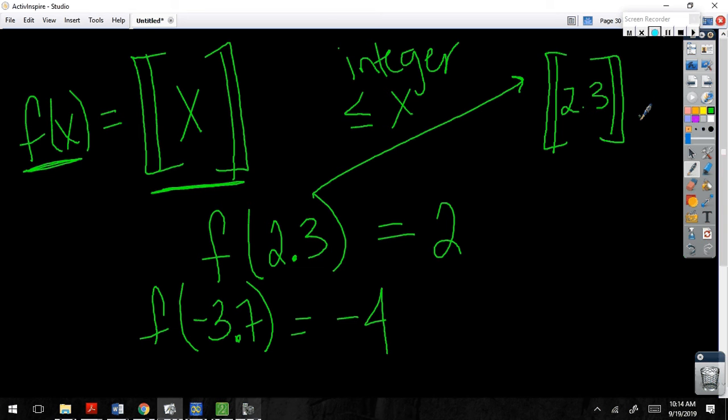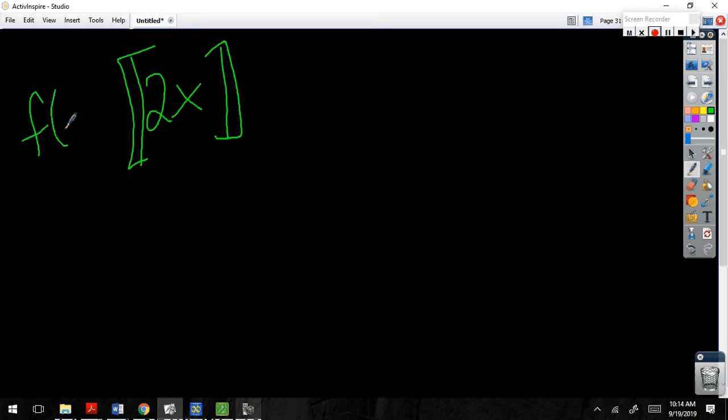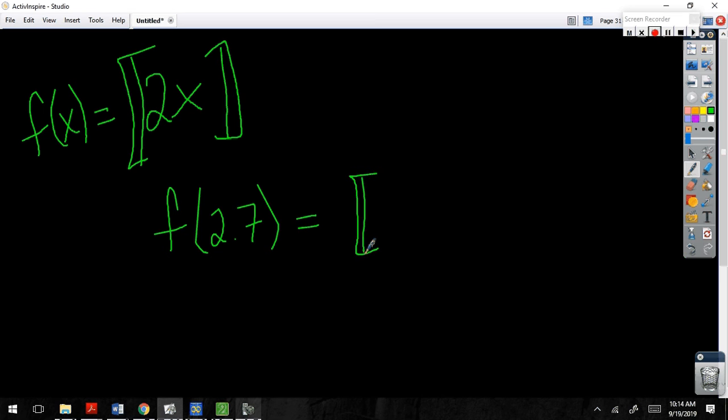Okay, so tell me that again. Okay, so 2x inside the greatest integer function. So you would multiply 2 times x first. So if this is f of x, then if I want to do f of 2.5, or actually let's make it 2.7, okay? You would need to multiply, because this groups them together in there. You would need to do 2 times 2.7 first, which would give you 5.4.